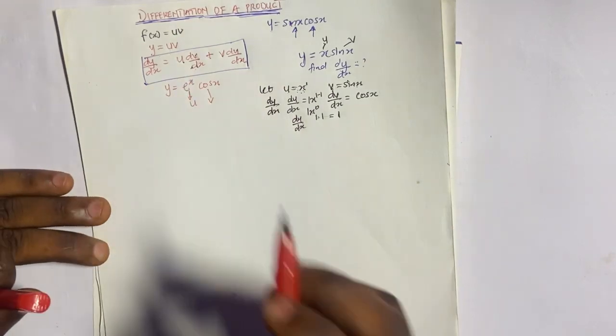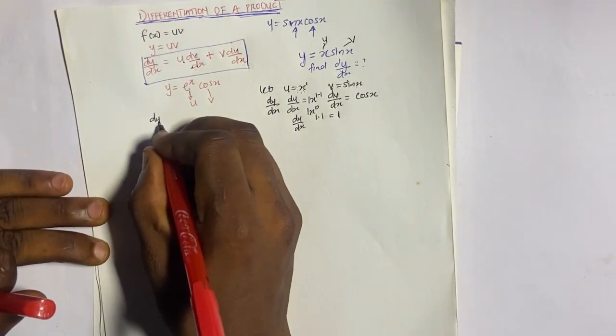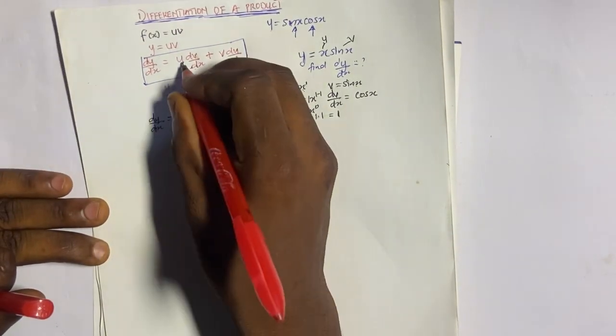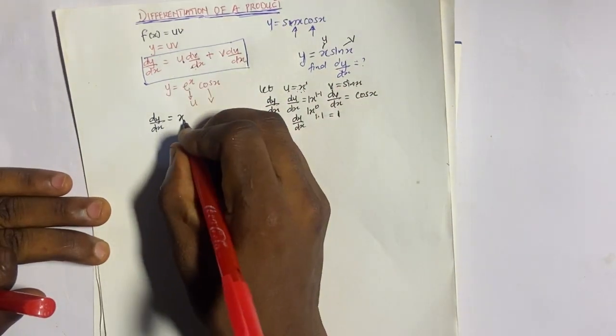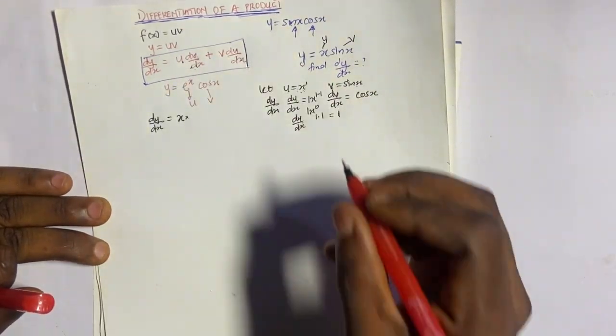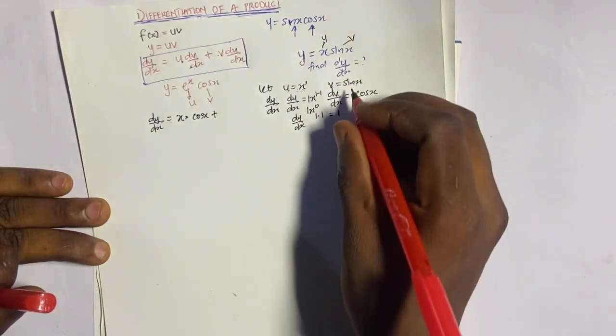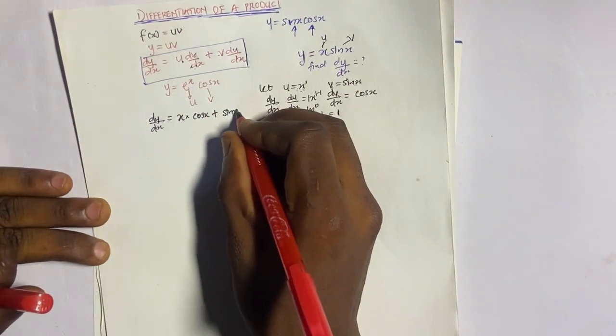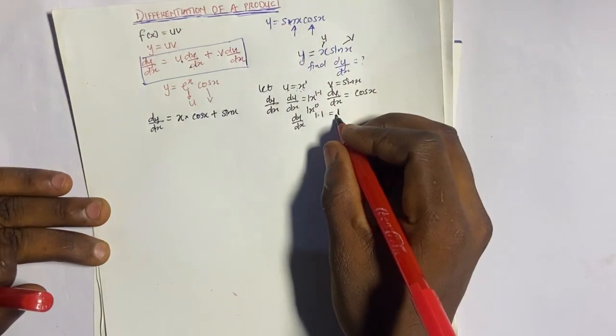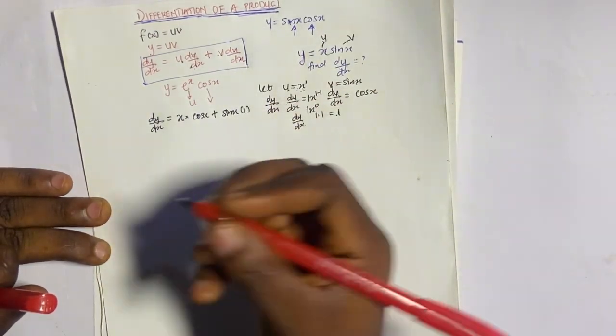So I'm going to fit all these expressions into the formula. Putting it into the formula, dy/dx equals u, and u is x, multiplied by dv/dx, and dv/dx is cos x. Plus v, and our v is sine x, followed by du/dx, and our du/dx is 1. We're going to have 1. Then I can simplify this further.